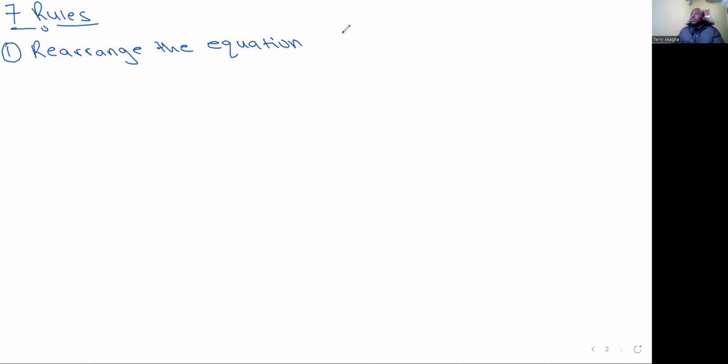So let's move on. How do I solve this? There are 7 rules or 7 steps to solve this. The first one that you have to do is to rearrange the equation in standard form. So any equation you are given, the first thing you have to do is to rearrange the equation in standard form.